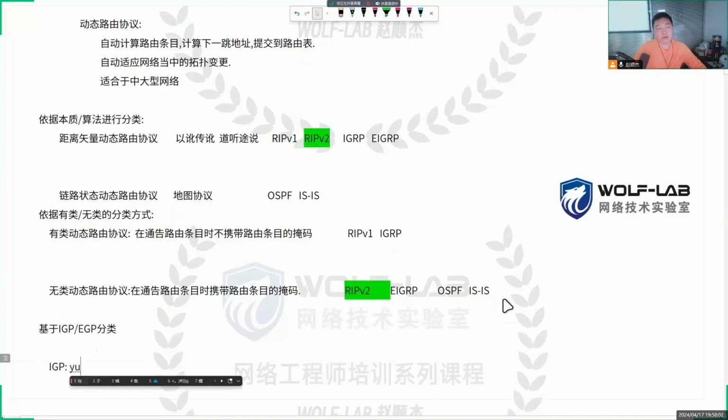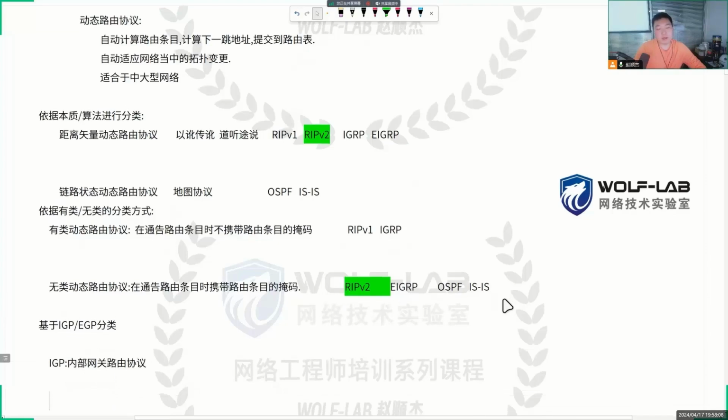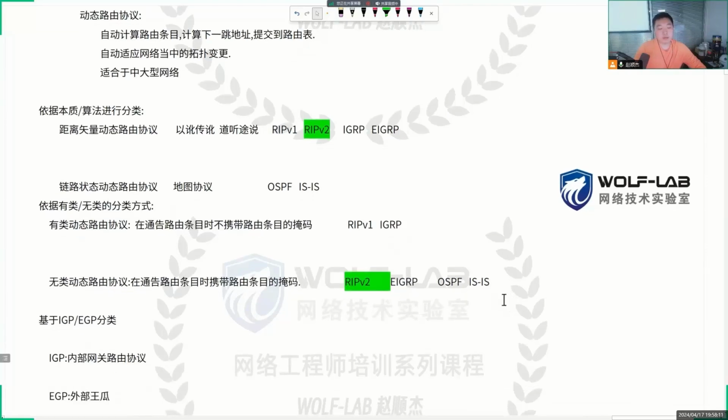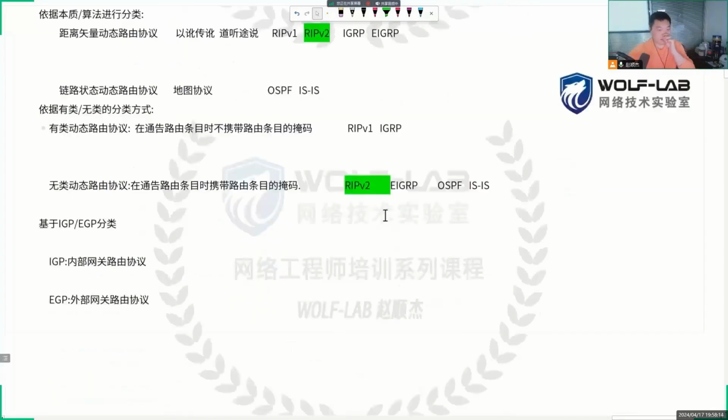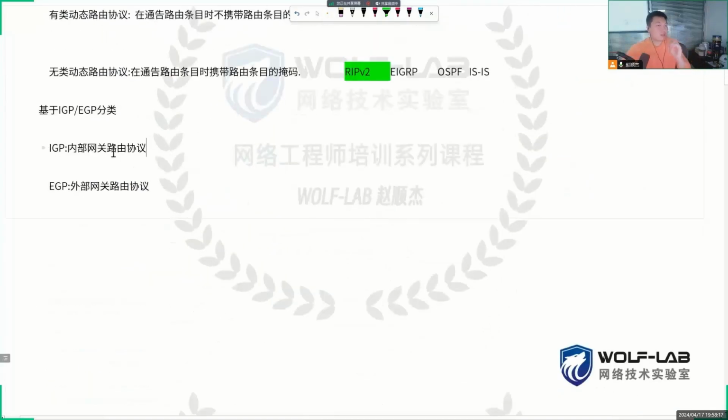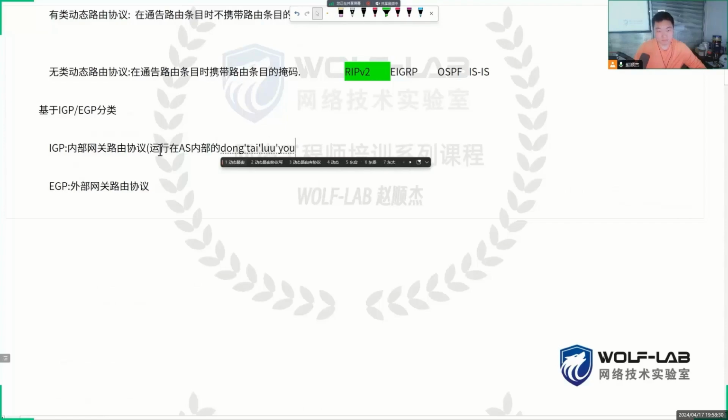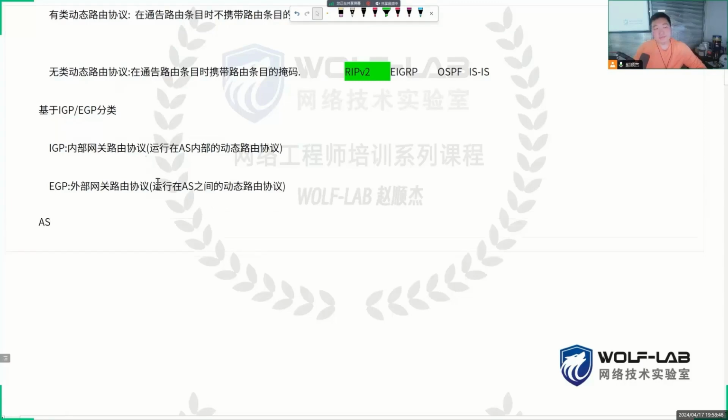Then the last type of categorization is based on IGP and EGP. IGP is actually easy to understand. IGP is called interior gateway routing protocol, and EGP is called exterior gateway routing protocol. So how do we define an interior gateway routing protocol and an exterior gateway routing protocol? We use a special term: a dynamic routing protocol running inside an AS is called an interior gateway routing protocol. A dynamic routing protocol running between ASes is called an exterior gateway routing protocol. What is an AS? AS's full name is autonomous system. Classmates, you don't need to remember it in English.